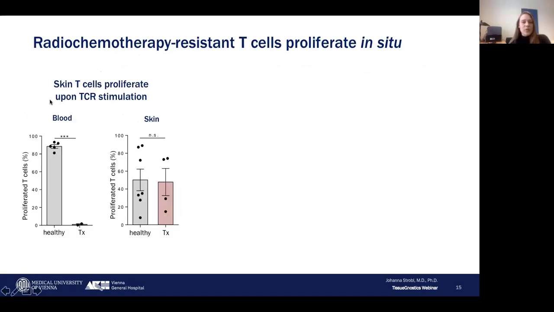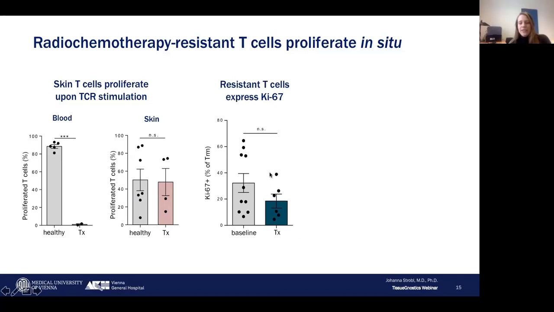So we also performed T-cell receptor stimulation of blood and skin T-cells on the day of transplantation, so when only the radiochemotherapy-resistant T-cells are still present. And indeed, while the blood T-cells were not able to proliferate after radiochemotherapy, in skin there was still proliferation that was significantly different from healthy skin T-cells.